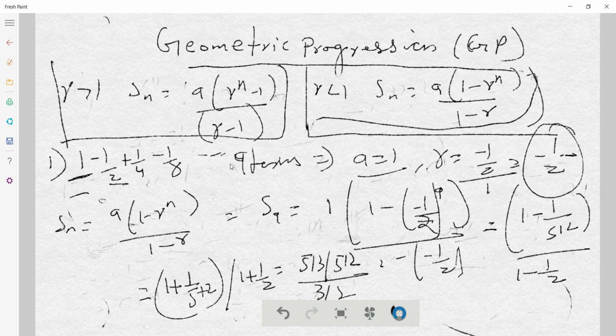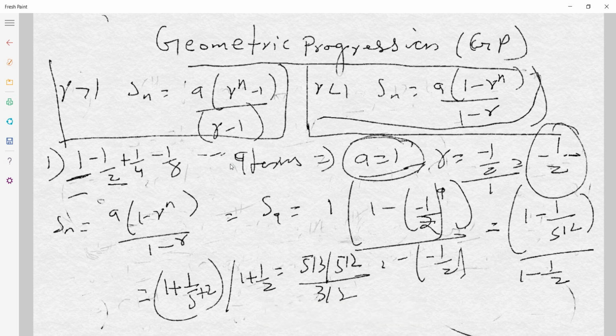So what we did was work out the sum of 9 terms. That's pretty straightforward. We figured out the value of a equals 1, and then we worked out r by dividing these two terms. We realized the value of r equals minus 1 by 2, which is obviously less than 1.